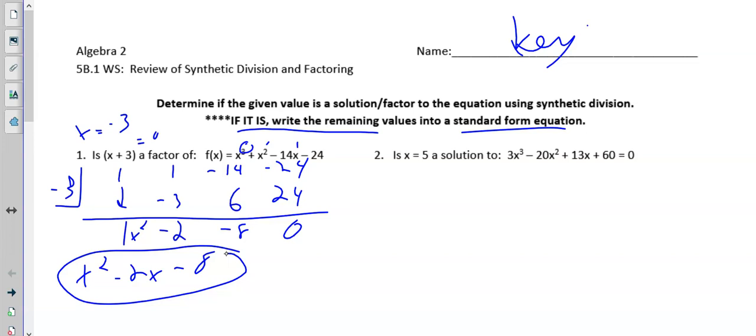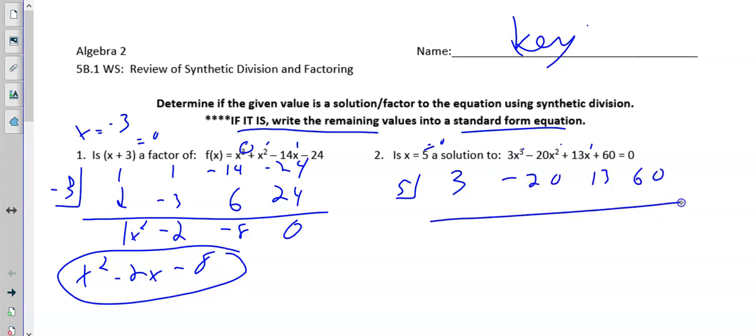Number 2, x minus 5 equals 0. 5 is the number that goes in the box. Notice I have a 3, a 2, a 1, and a none. So I need no zeros. 3, negative 20, 13, and 60.